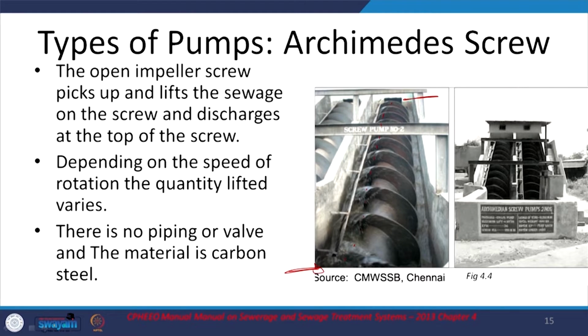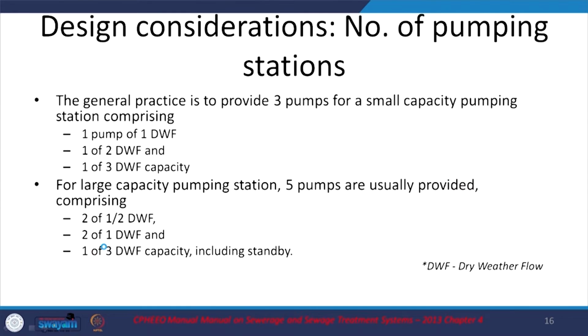The open impeller screw picks up and lifts the sewage, right. Depending on the speed, obviously the quantity lifted varies. As you can see, there is no piping or walls, and the material is carbon steel with relatively less maintenance, but again there are always pros and cons with respect to the flows.